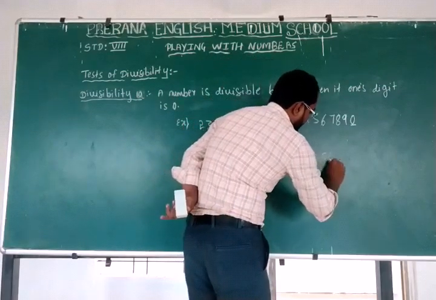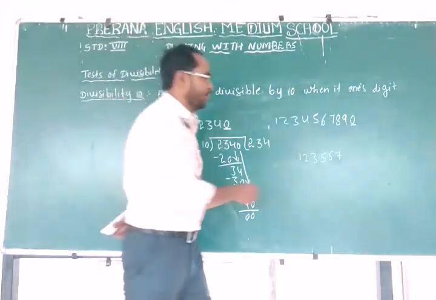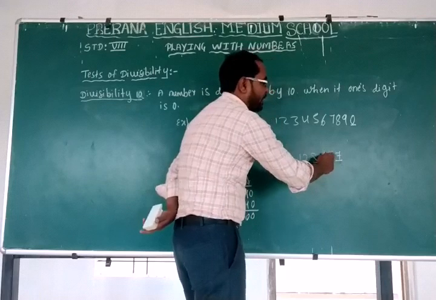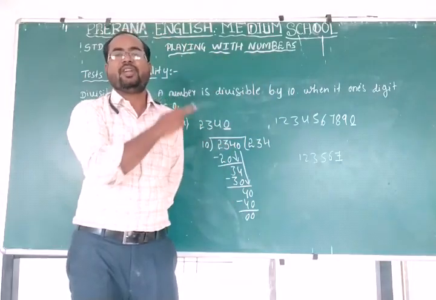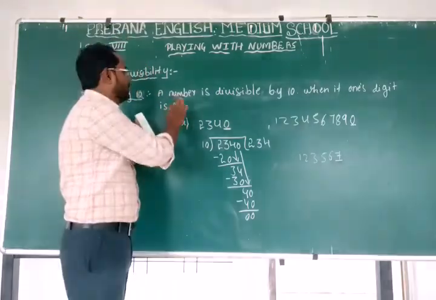2, 3, 5, 6, 7. Is this number divisible by 10? No, it is not divisible because in the units place it is not 0, it is 7. We need 0 here. If it is 0, then it is divisible. If it is not 0, then it is not divisible by 10. This is the divisibility of 10.